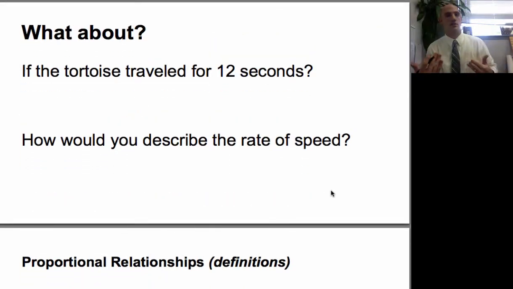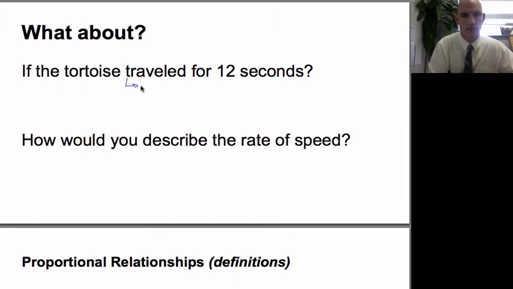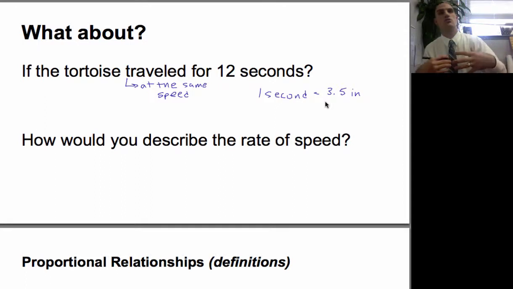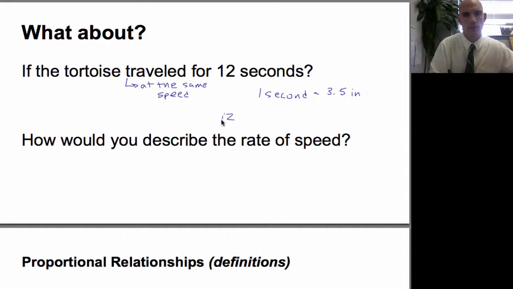And so the extension question on that is, it didn't travel for 3 seconds. What if it traveled at that speed? So that's the kicker. At the same speed for 12 seconds. Well, in 1 second, it travels 3.5 inches. So if I need 12 seconds, it'd be 12 sets of 3.5. So it would be 12 times 3.5. 12 times 3 would be 36. Plus 0.5 times 12 would be 6, would be 42 inches.